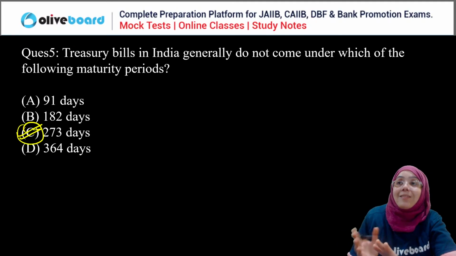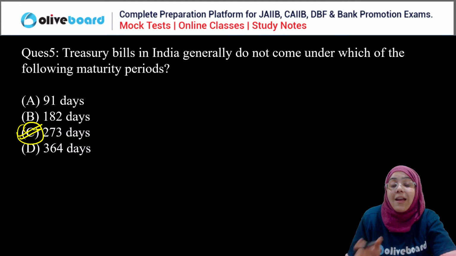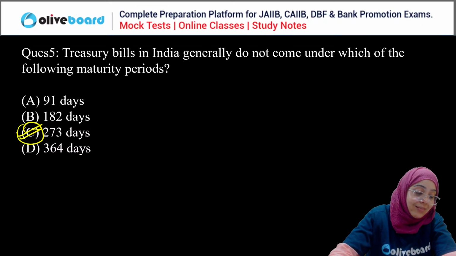So, treasury bills are short term financial instruments dealt in the money market. They have the maturity period of 91, 182, and 364 days. So, the correct answer for this question is C.